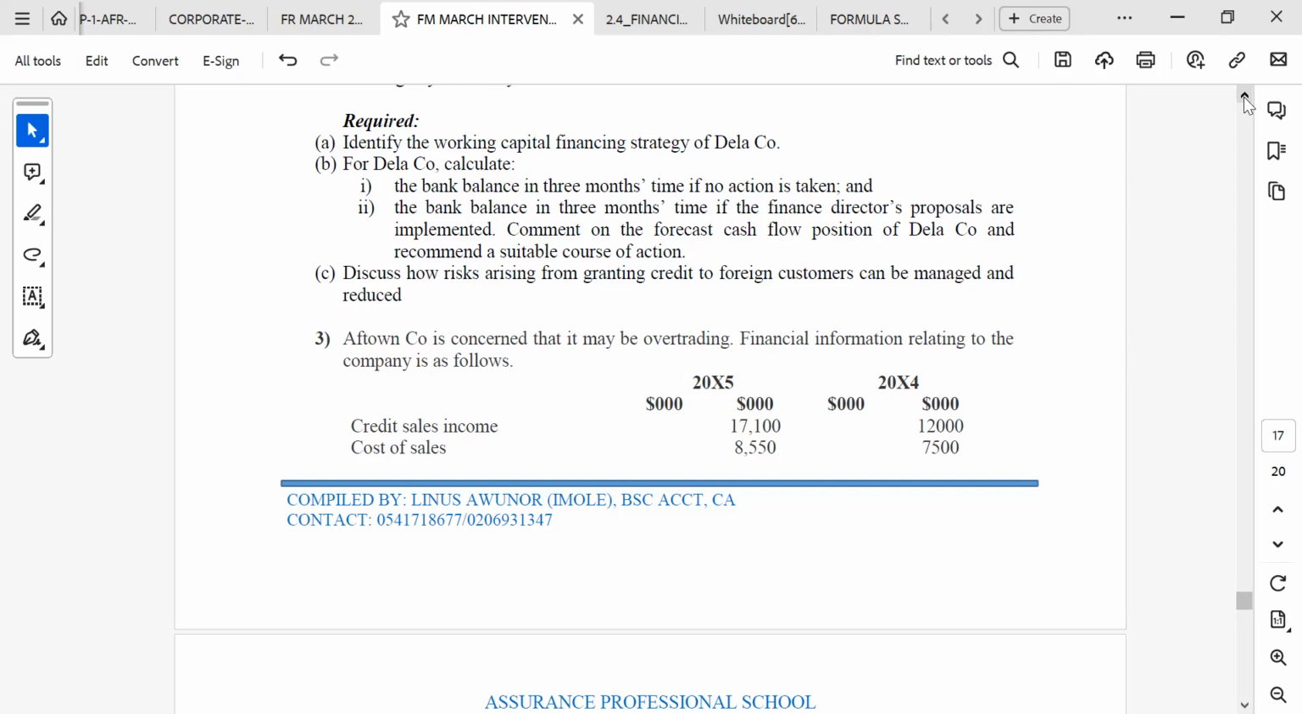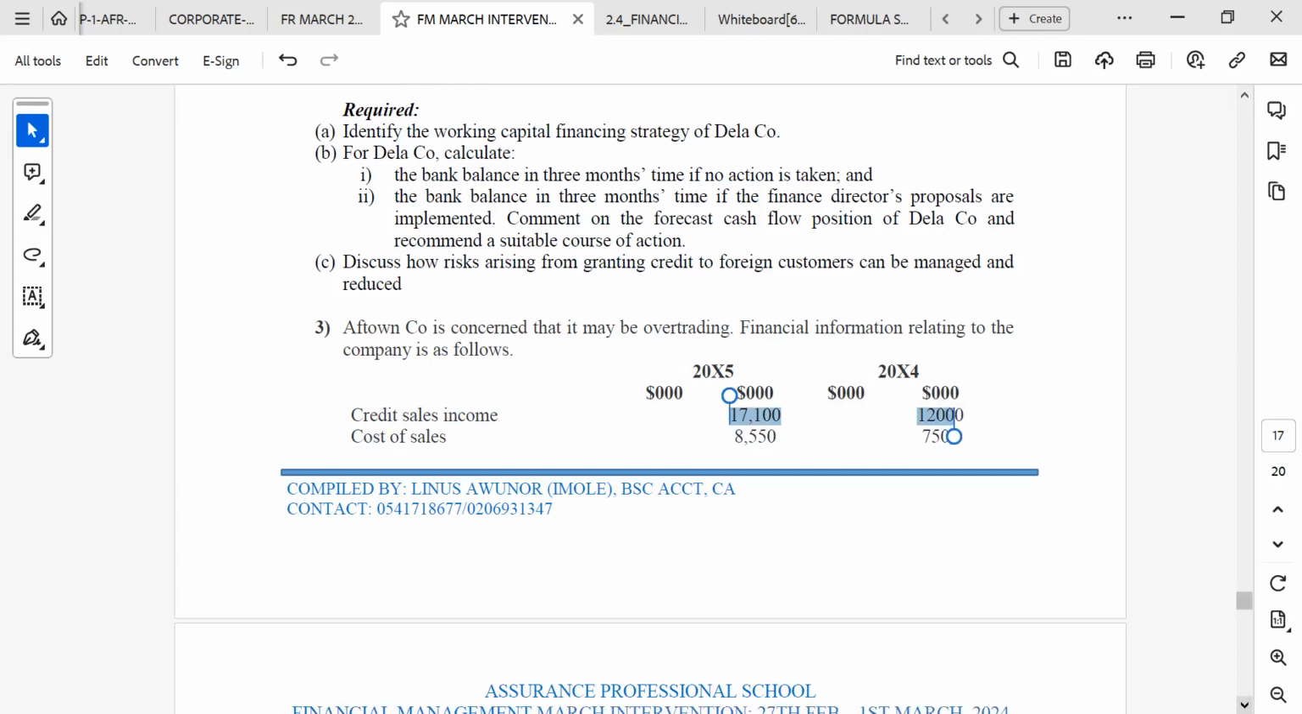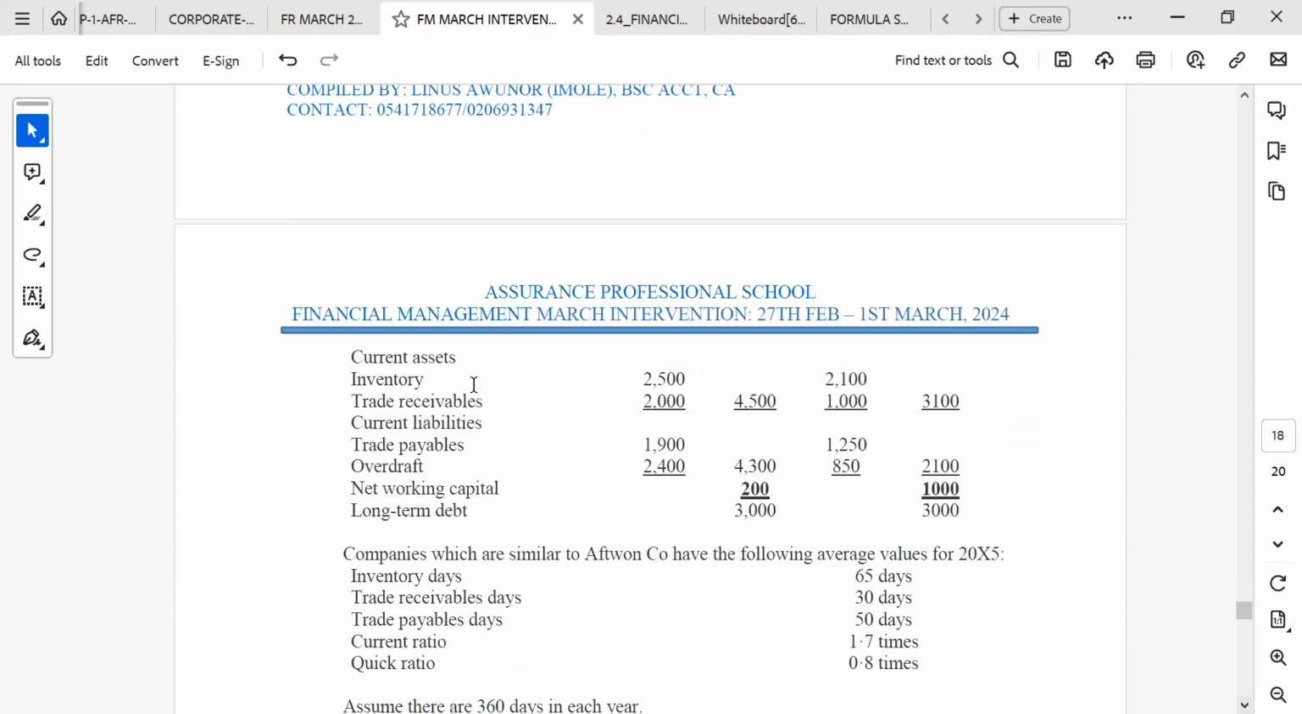What we are going to be using to determine whether the company is overtrading is to look at the change in the revenue. Then you also look at the working capital ratios. You also look at the inventory. There's an increase in the inventory. You also look at the increase in receivables. There's a 100% increase in the receivables.